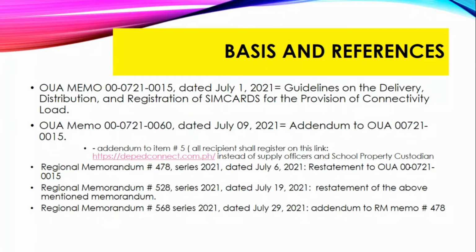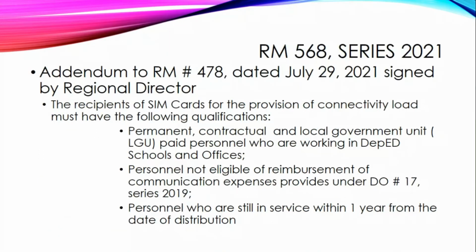So the next basis or reference is Regional Memorandum 478 series 2021, dated July 6, 2021, a restatement of OUA 0015. Then Regional Memorandum 528 is also a restatement of the memoranda issued above. Then Regional Memorandum 568 series 2021 dated July 29, an addendum to Regional Memorandum 478. So what is the Regional Memorandum that was issued by the regional office? Regional Memorandum 560 series of 2021, an addendum to RM 478, dated July 29, signed by the regional director.